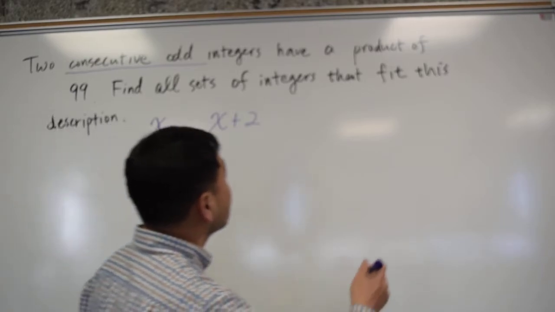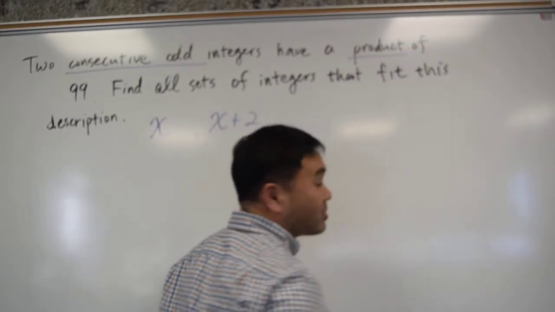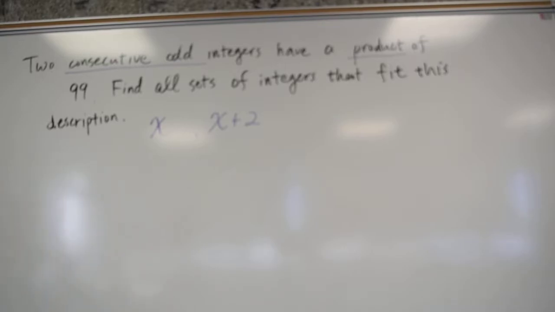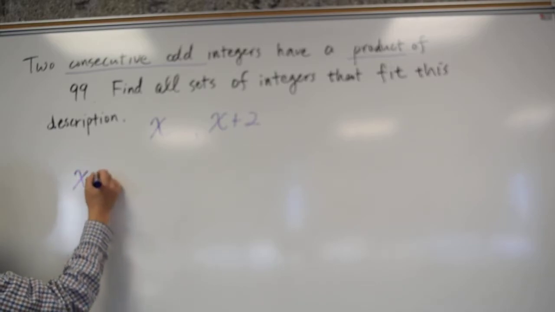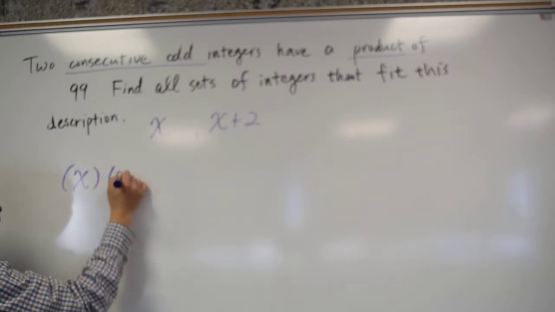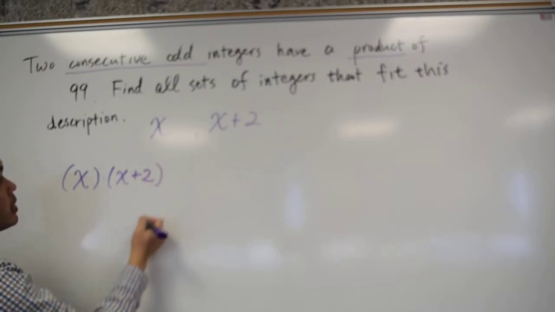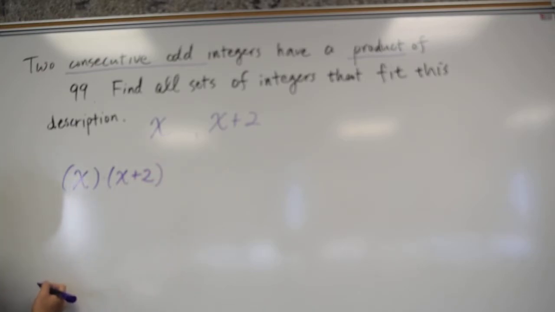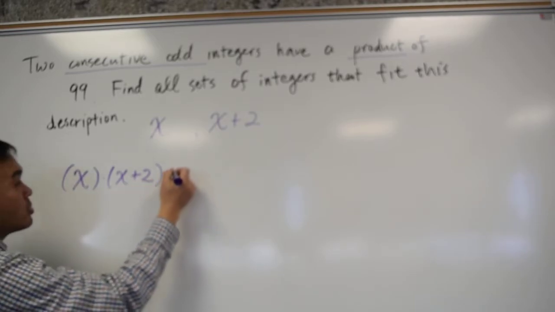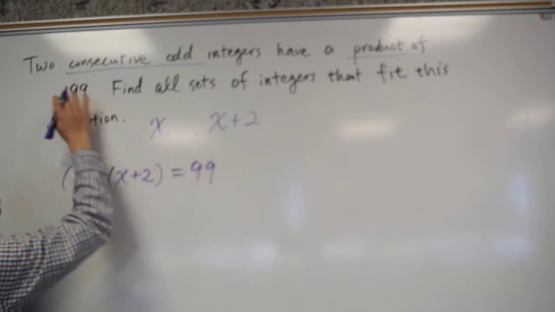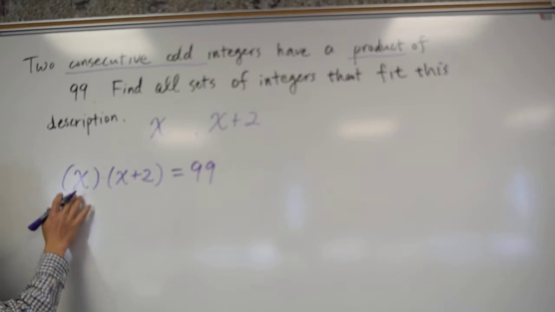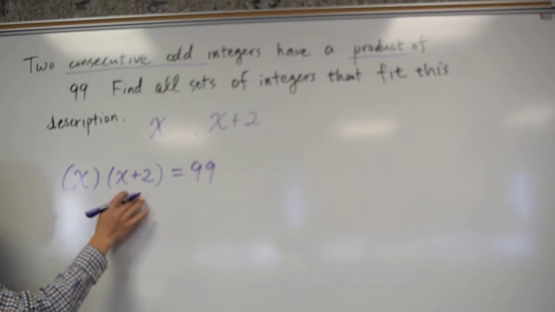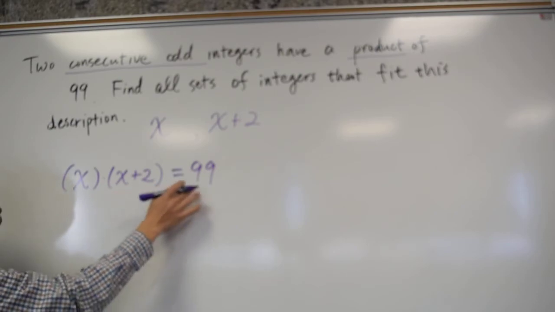And then the next thing is, it says a product. Oh, that's nice. It's asking us to multiply them. So I'm going to multiply x and x plus 2, and it should have a product of 99. So what does that mean? It has to equal 99, right? So you should be able to read this and say, I'm looking for 2 integers that are 2 apart, which if you multiply, you end up with 99.